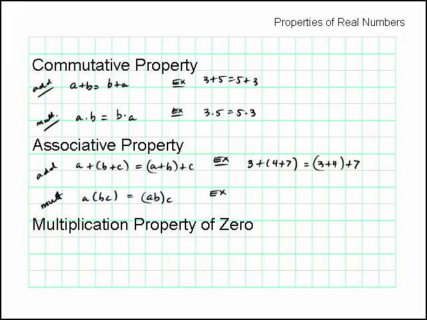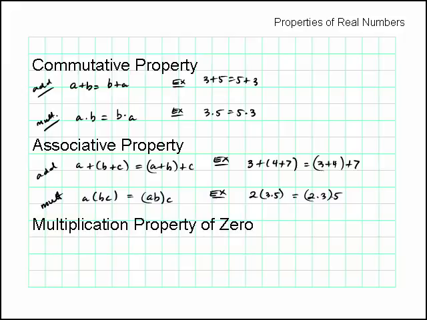For example, 2 times, in parentheses, 3 times 5. So that means I'm going to multiply the 3 and the 5 first to get 15, and then times 2 would give me 30. But that's going to be the same as 2 times 3, then times 5. The order in which you multiply isn't going to matter. You're still going to get the same result. That's called the associative property for multiplication.